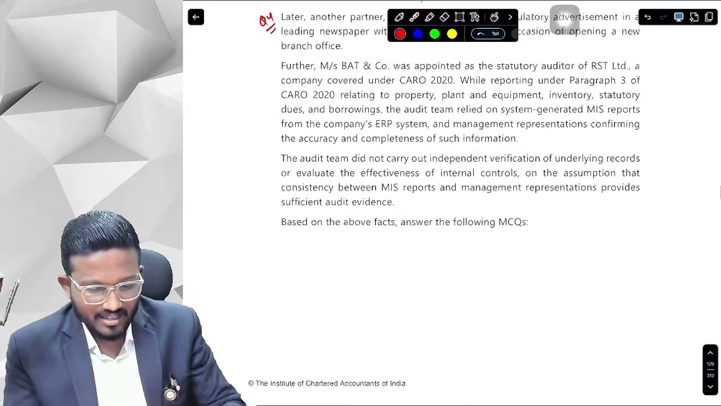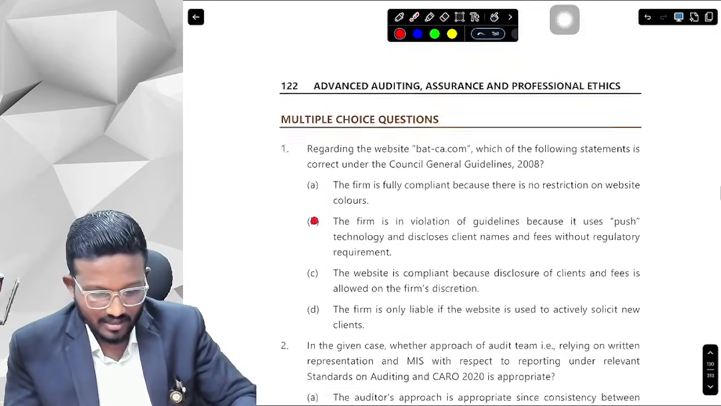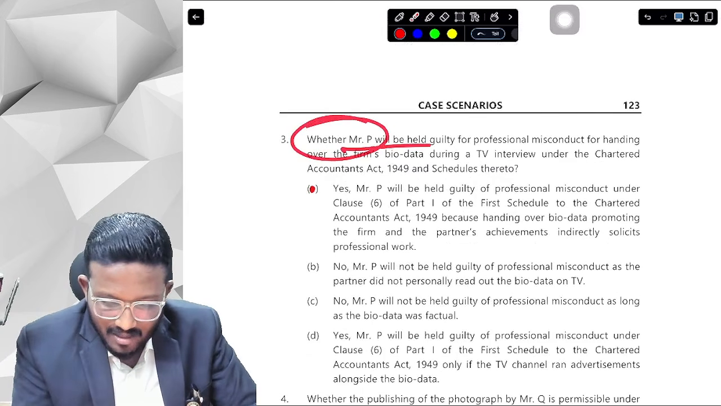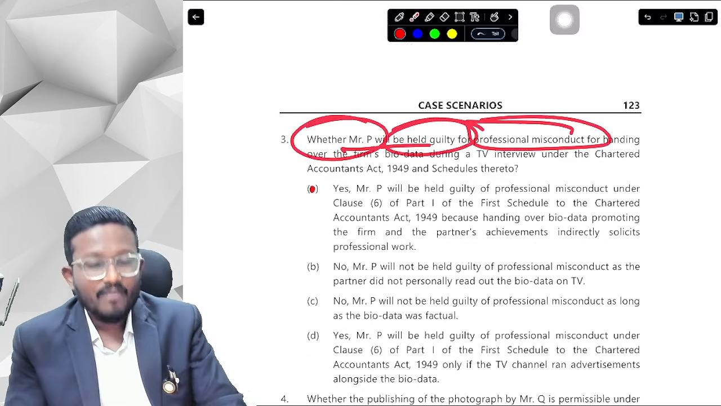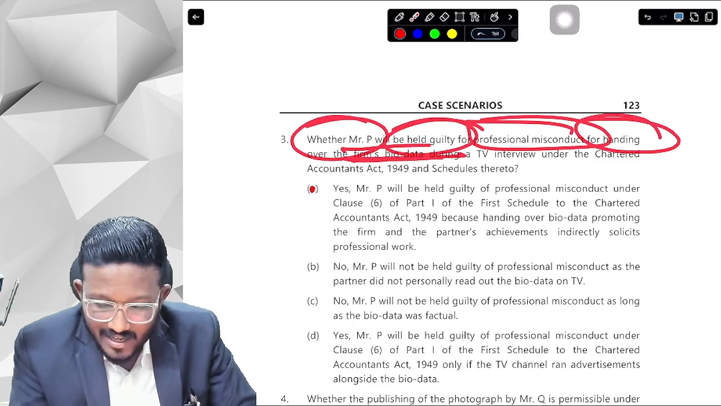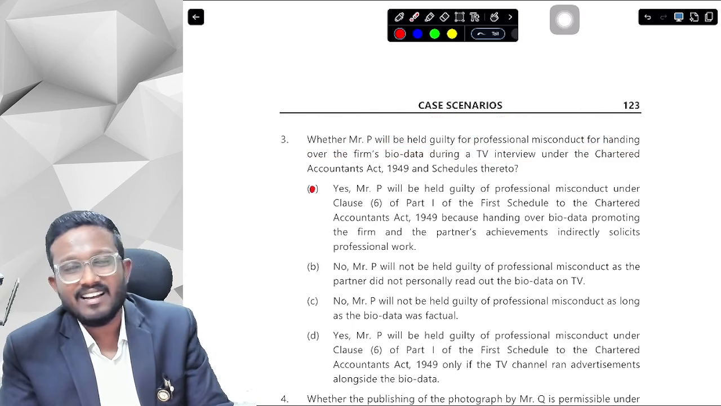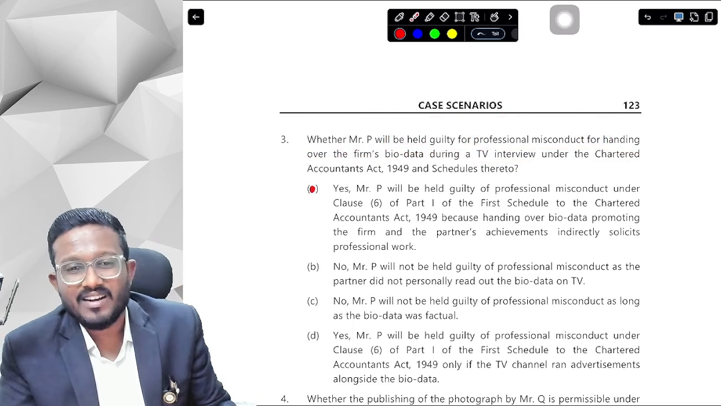Okay, yes sir. What does question number 3 say? It says whether Mr. P will be held guilty for professional misconduct while handing over the firm's biodata during a TV interview under CA. Yes sir, you cannot hand over the firm biodata during a TV interview.